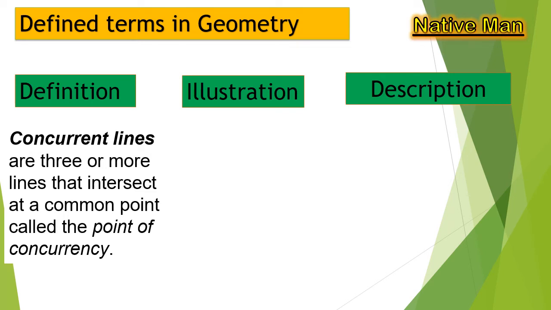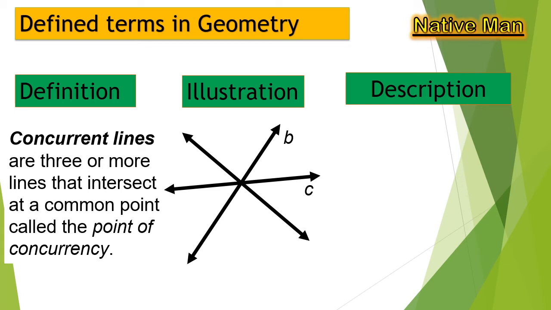Kanina parallel, ngayon naman po ay concurrent lines. These are three or more lines that intersect at a common point called the point of concurrency. Kanina ay dalawa, ngayon naman ay three or more lines. So, let us say we have first line, we name that one as line B. Another line, we name as line C. And the third line, we name as line E.